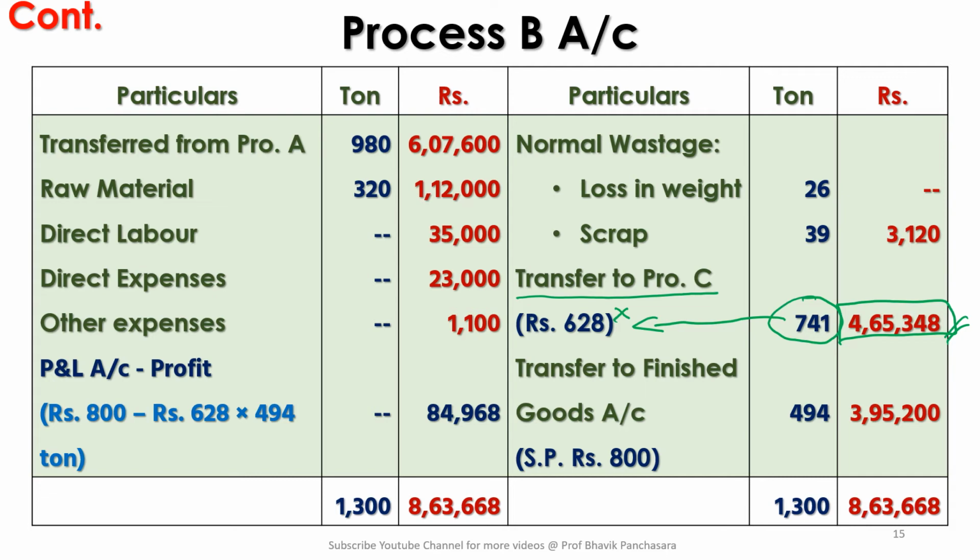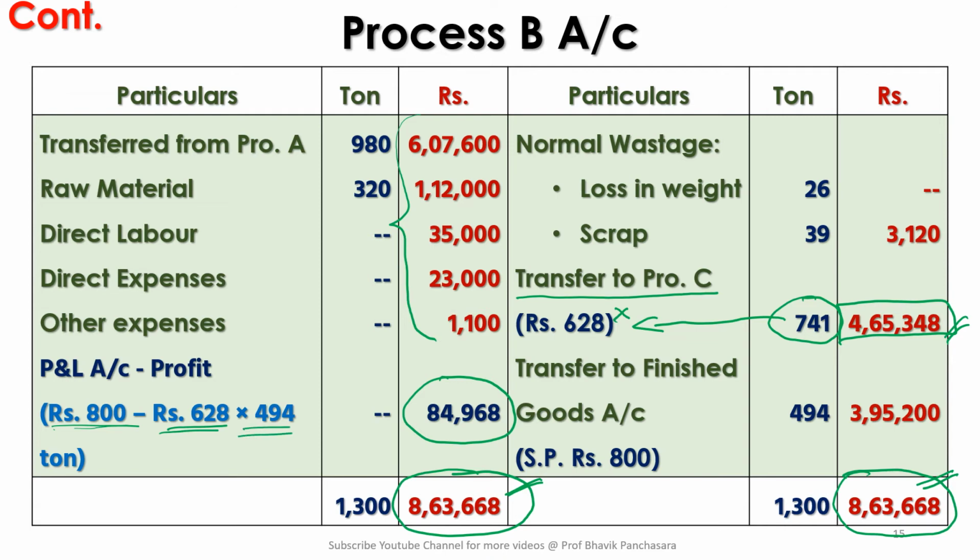Okay, now we are going to make the total of the process B account. In the same way as process A, here also we will receive profit on the debit side. First we make the total of the credit side, and this total is 8,63,668. The same total we put on the debit side, and from this total we deduct all these expenses. The remaining is the profit, that is 84,968. This profit we can also show like this: selling price 800 minus cost per unit, into 494 ton that we are going to transfer to finished goods. By simplifying this you will also receive this amount of profit.